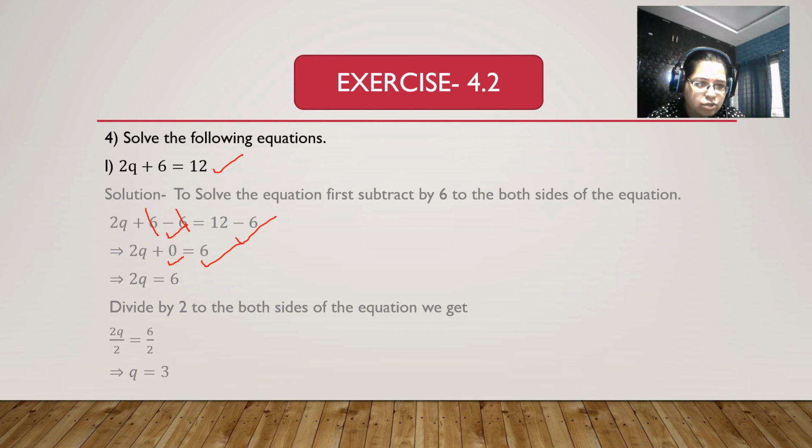2q equals 6. Divide both sides by 2. We get 2q divided by 2 equals 6 divided by 2. Now the 2 and 2 cancel. Now we get q equals 6 divided by 2, which is 3. q equals 3. The value of the variable q is 3, so the solution of this equation is q equals 3.